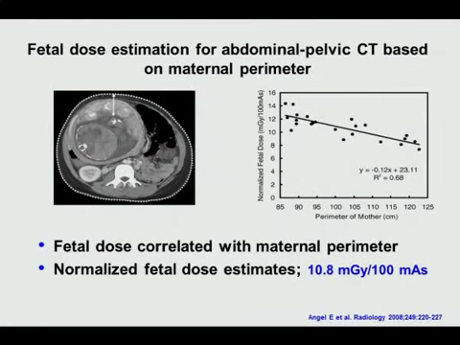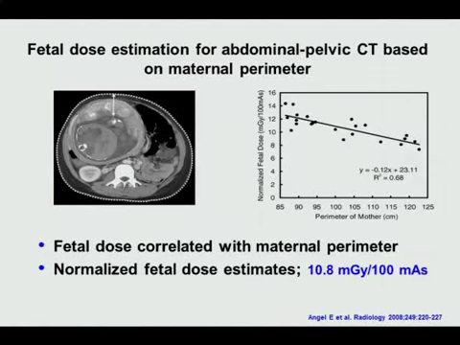There are other methods which are more sophisticated, with the aim of calculating more accurately. This is another publication in Radiology, which estimates the fetal dose based on the maternal perimeter. Basically, here is a case where you can see a full-blown fetus in the CT image. If you measure the perimeter of this particular abdominal area using this table, then based on the perimeter of the mother, the normalized fetal dose is given per 100 mAs, which is again very useful information.